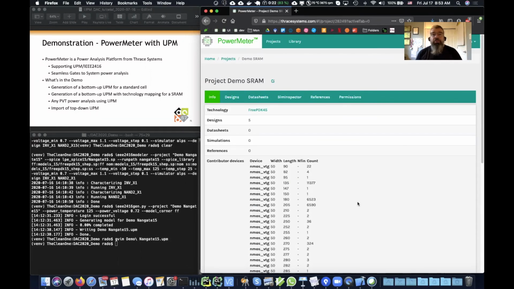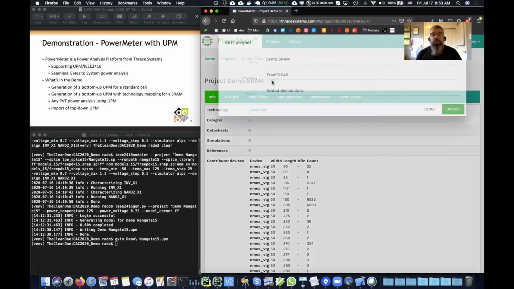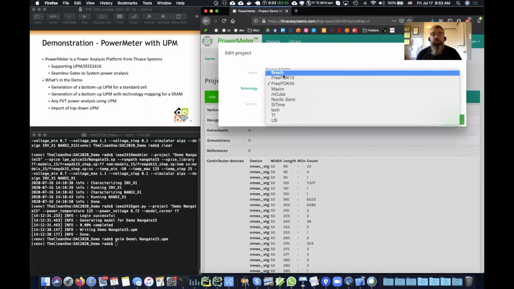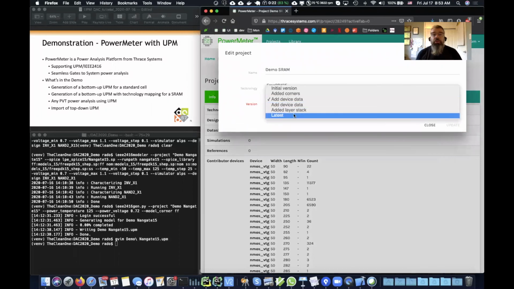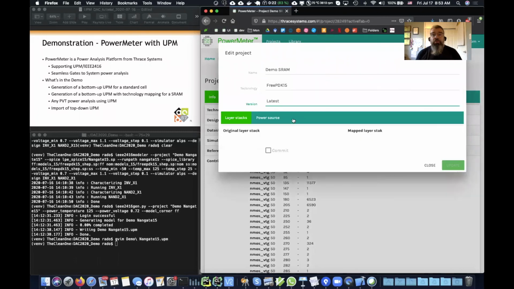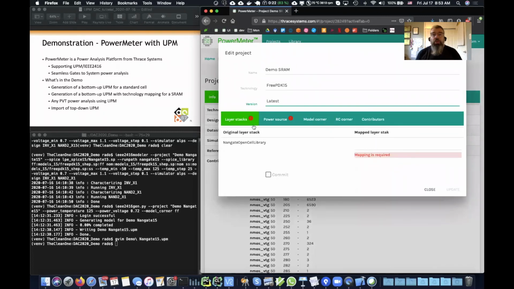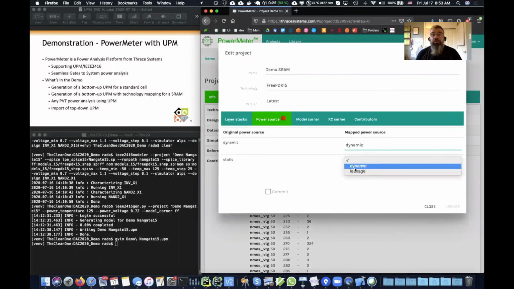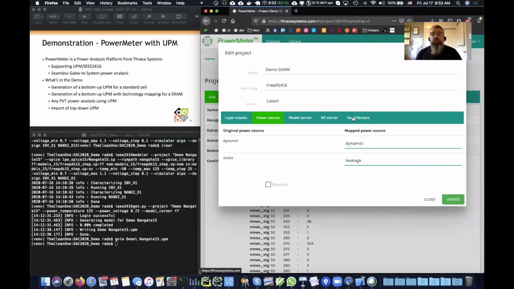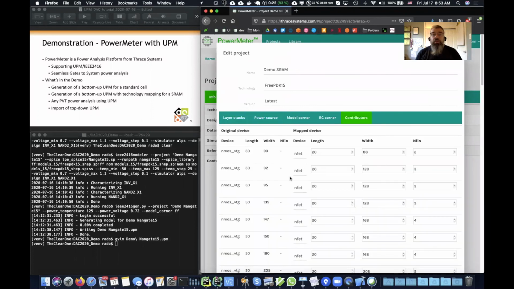To map the memories to our target technologies, this is what we're going to do. We're going to open the project. We're going to point to the technology we want to use. We're going to point to the technology version we want to use. Naturally, when mapping technologies, we need to map the layer stack. We need to map what the various sources are. And this is where our power contributor mapping window appears.